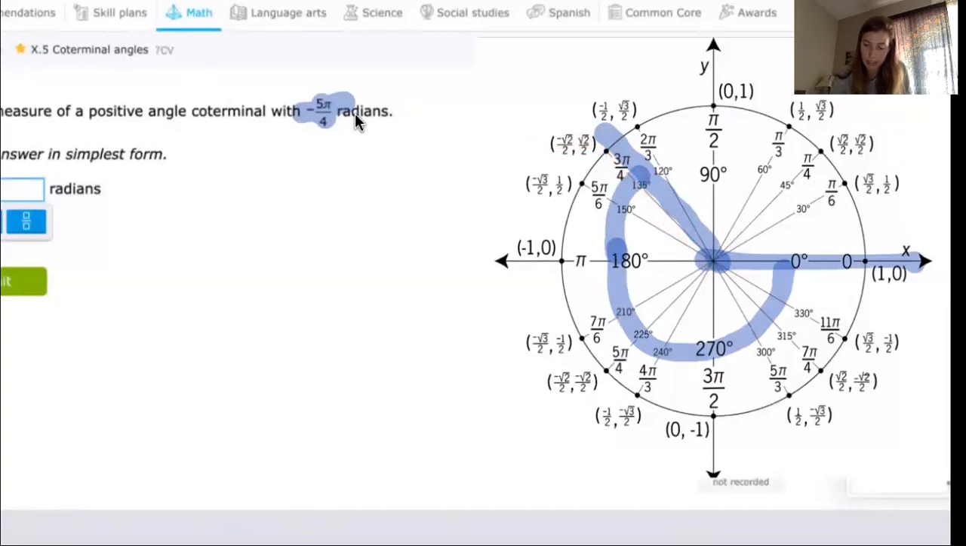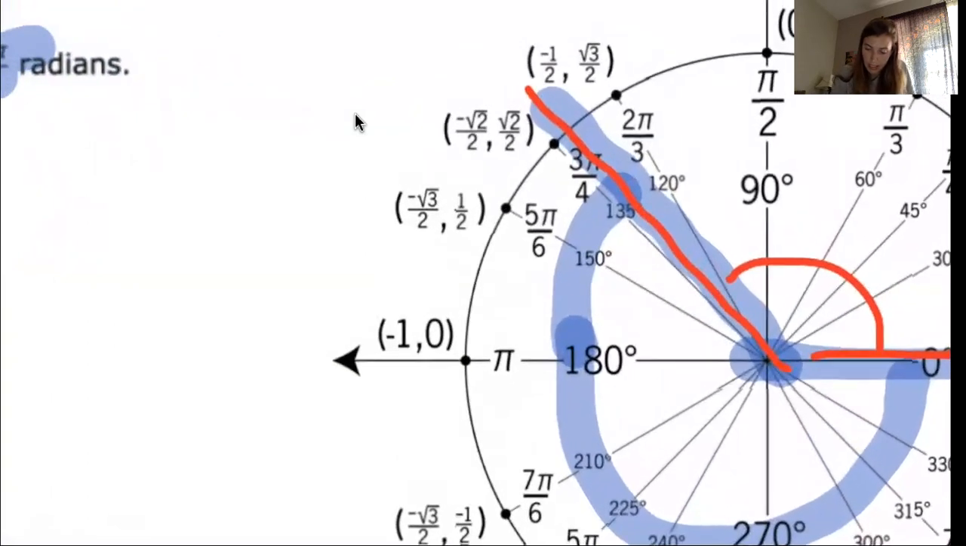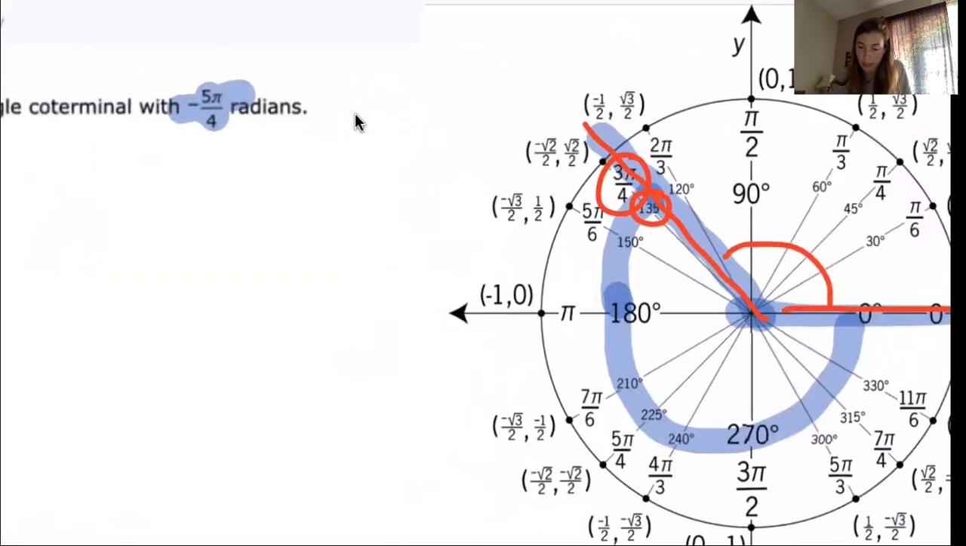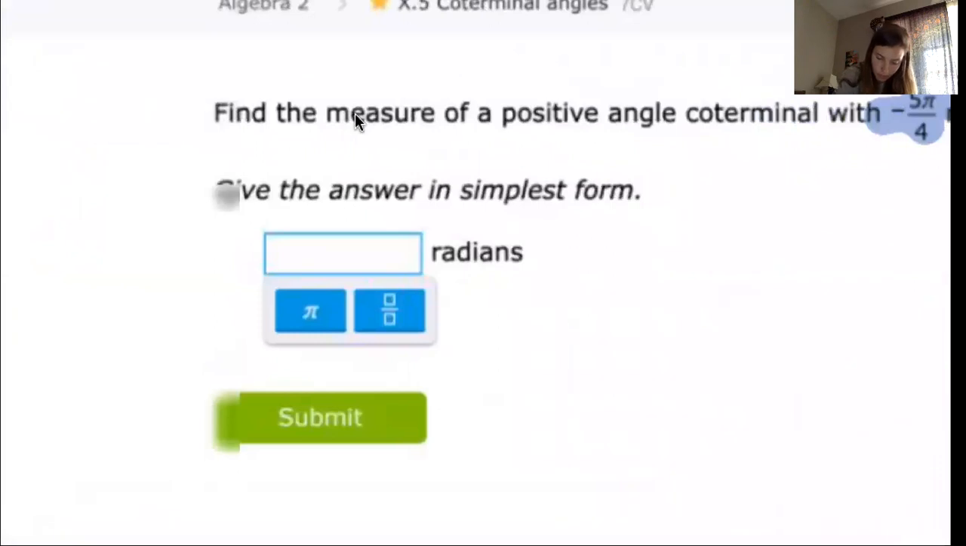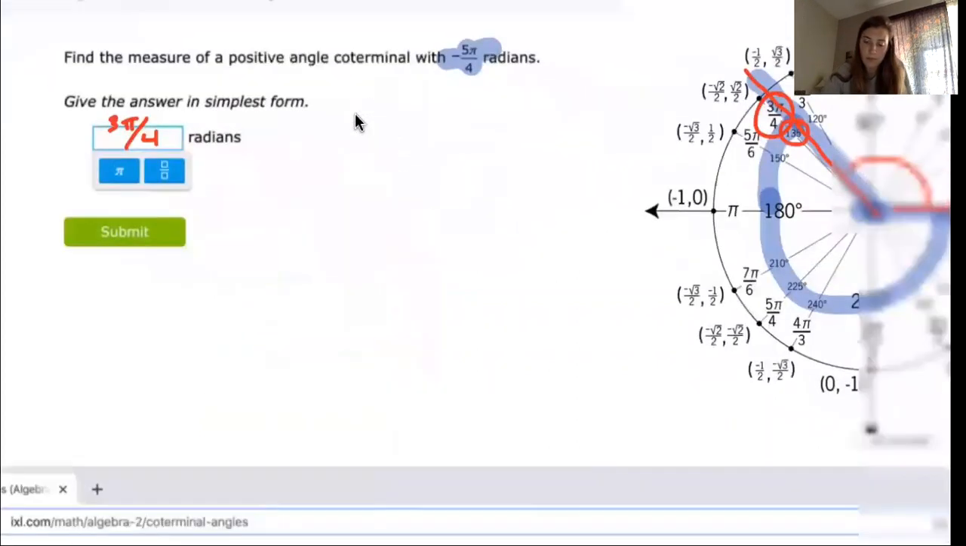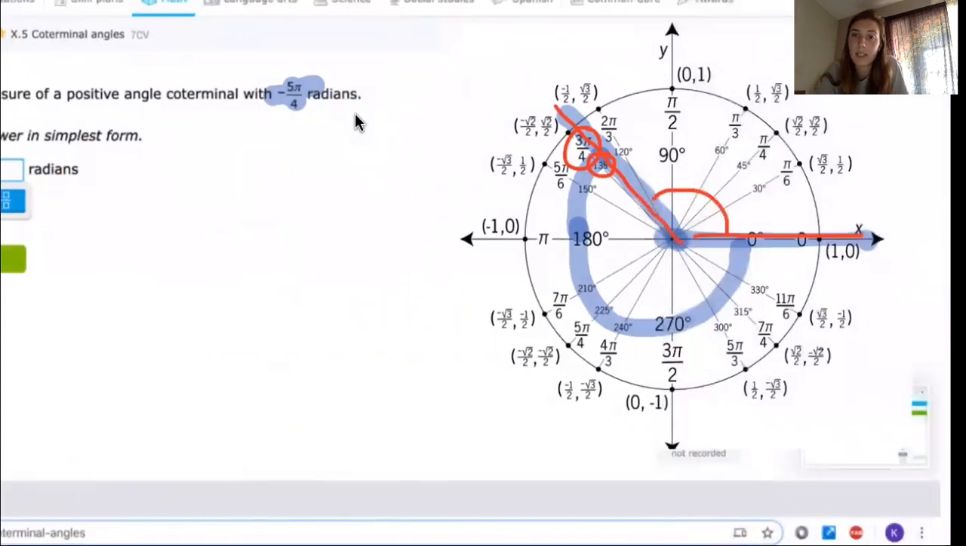I could also express this as positive, right? So I start at my initial side on the x-axis, and then to end there, that would just be this angle in red. That would be the positive version of the angle. So I can see that that angle is 135 degrees, or it's just 3 pi over 4. The red angle is just 3 pi over 4. So I would write 3 pi over 4 radians. Two different ways to express the same angle.